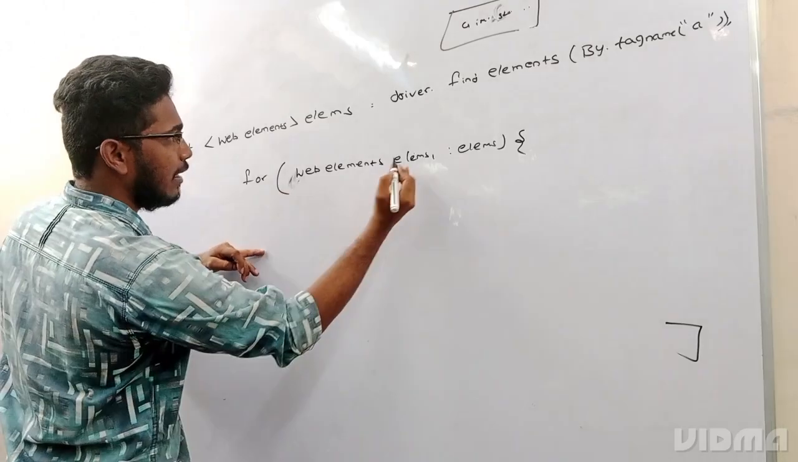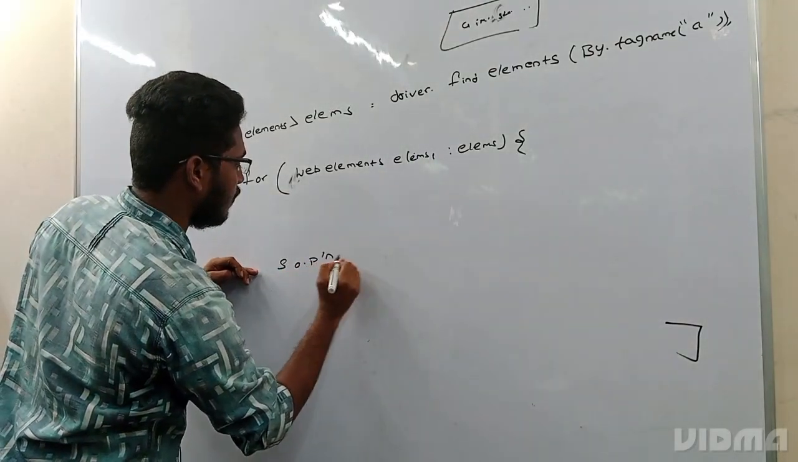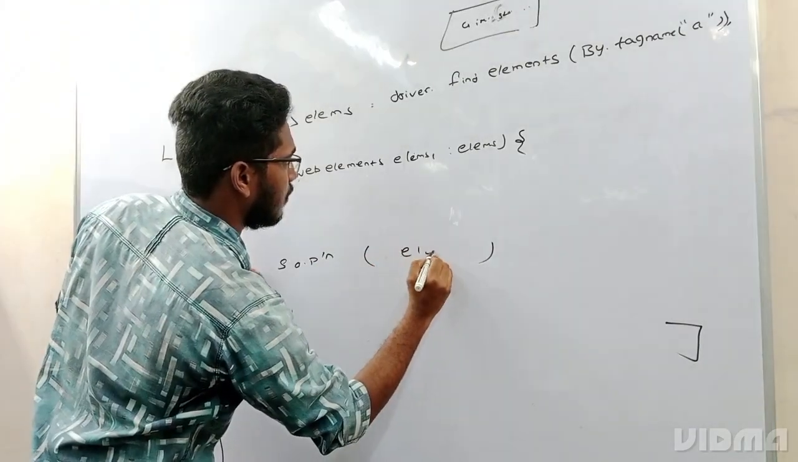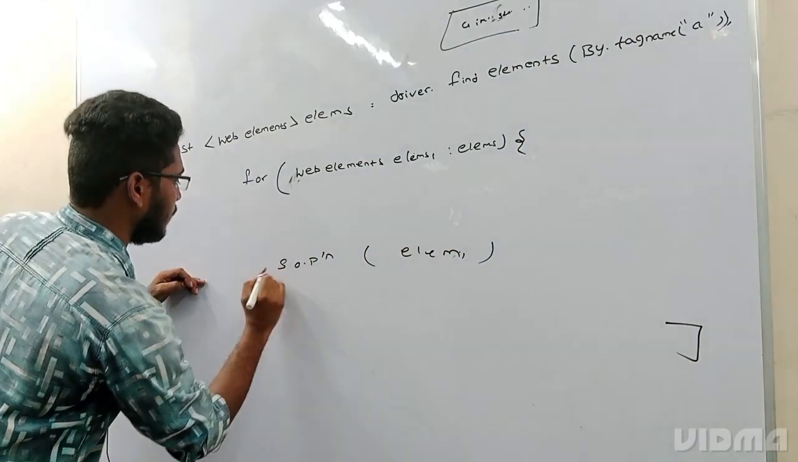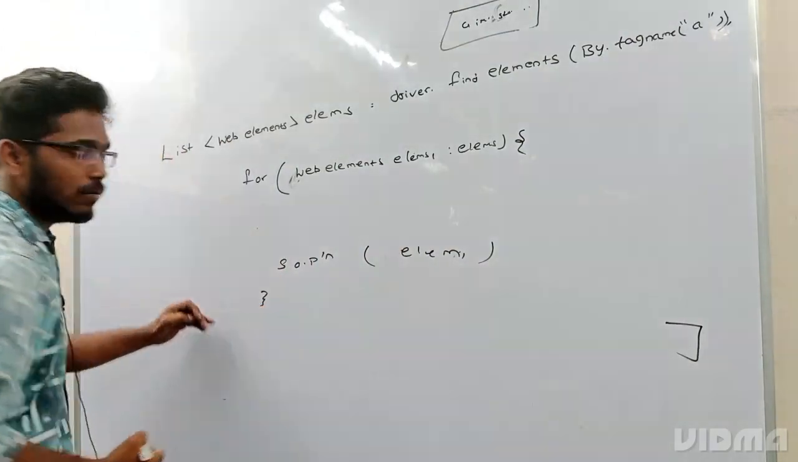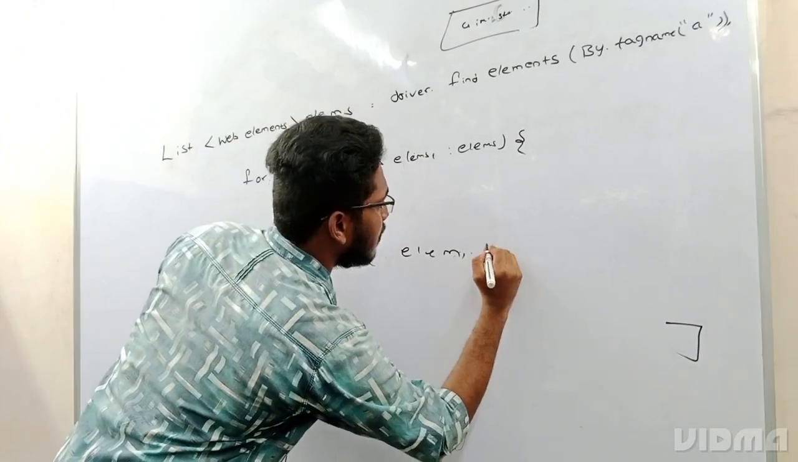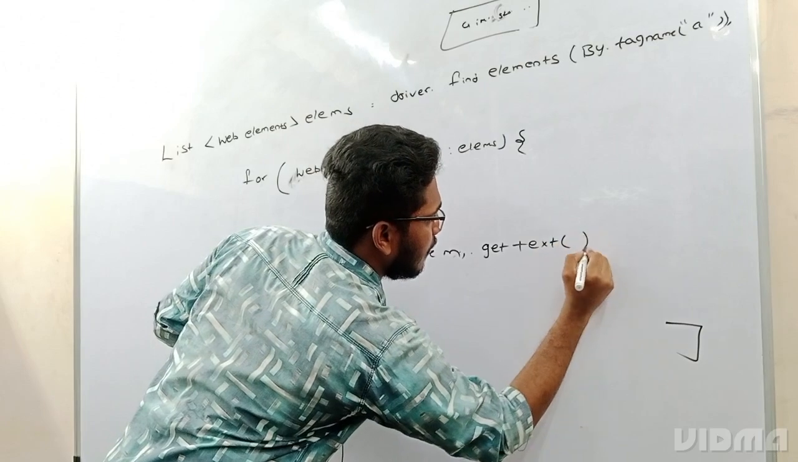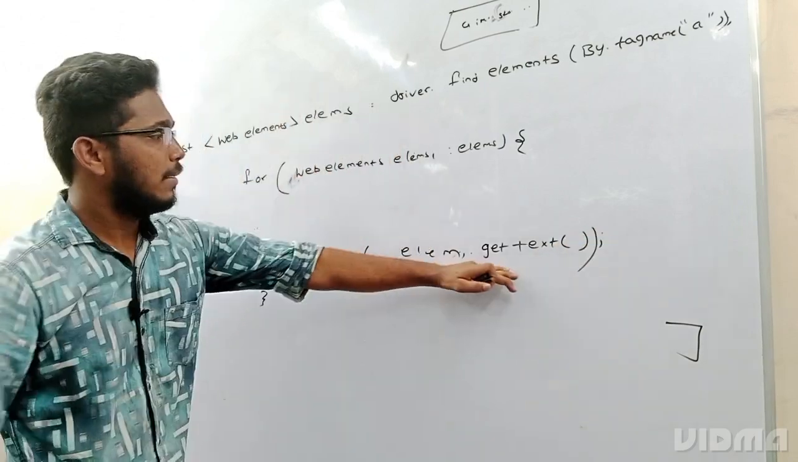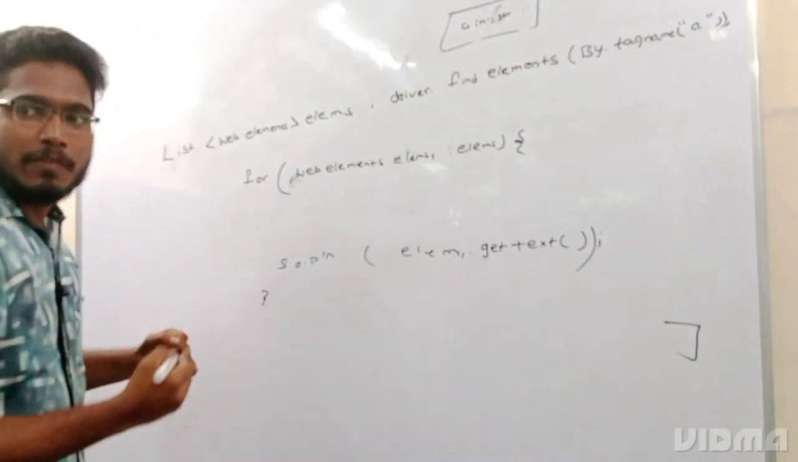I'll print the elements, one object. So System.out.println of elements. Now this retrieves, I'll close the bracket. But my question is, I want the text of that element. So I'll get it with the elements getText method. With this text method, we will get the name of the elements present on the web page.